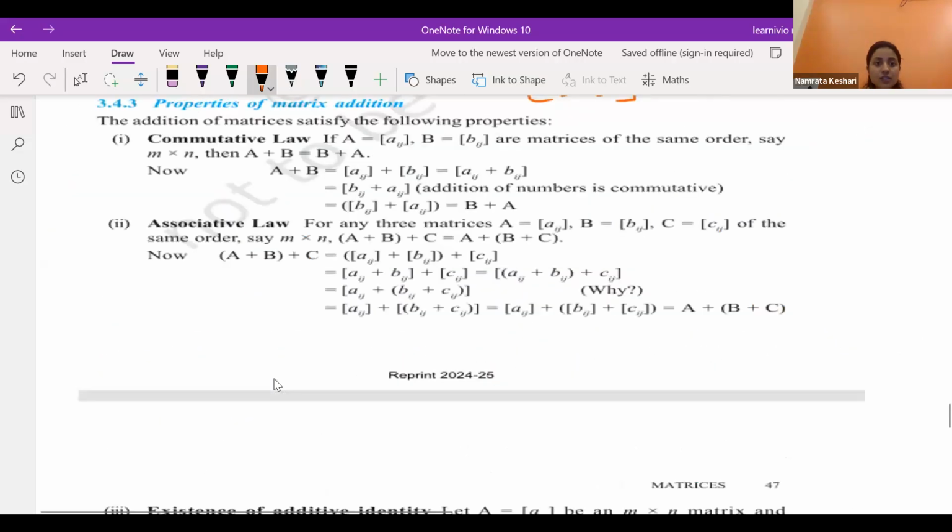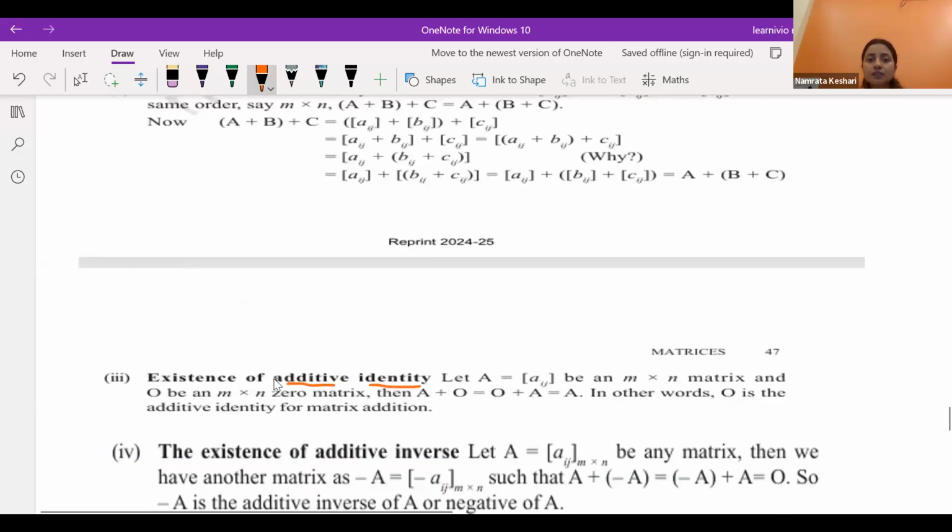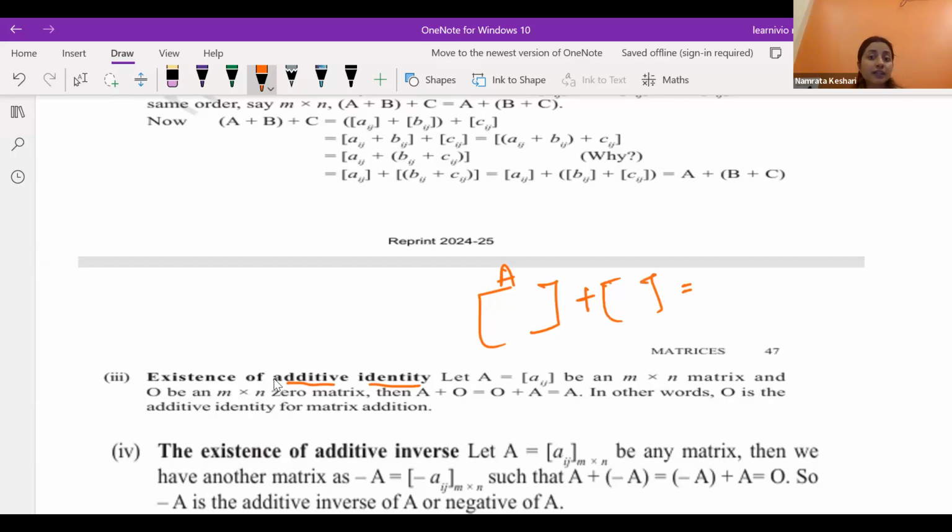Now the next one is existence of additive identity. Additive identity means, you can remember it like this: what should be added with a matrix A so that A is not getting changed? Zero matrix.